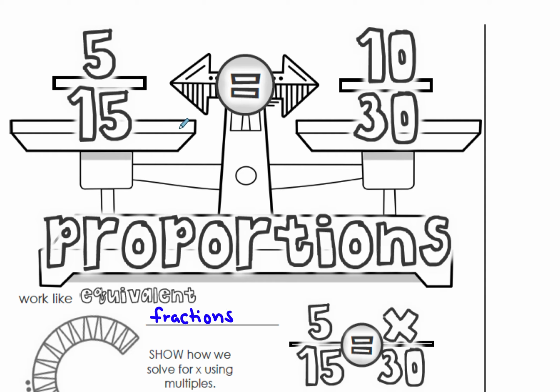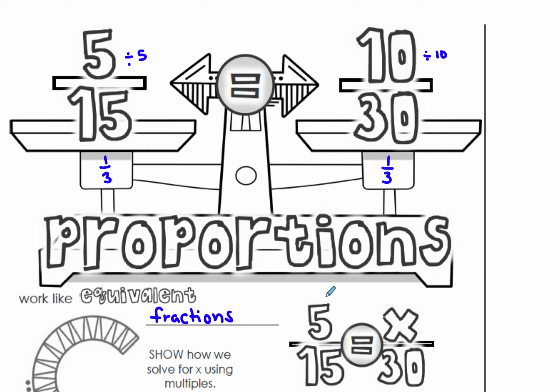If we thought of these as fractions, 5/15 means the same thing as 10 over 30. One way we could compare these is if we simplify them, they would both simplify to 1/3. 5 divided by 5, 15 divided by 5, and over here if we divide by 10, we would get 1/3 as well. So they're like equivalent fractions. They mean the same thing on both sides.